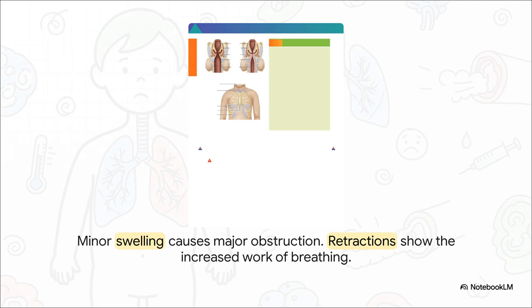Get this, just 1 millimeter of swelling in an infant's airway, 1 millimeter, can slash its cross-sectional area by over half. In an adult, that same millimeter is nothing, maybe a little annoyance. But for a child, that's a massive obstruction. And you can see how the body responds. It fights. You see these retractions, the skin sucking in between the ribs? That's the body using every single muscle it has, desperately pulling to get air past that blockage.